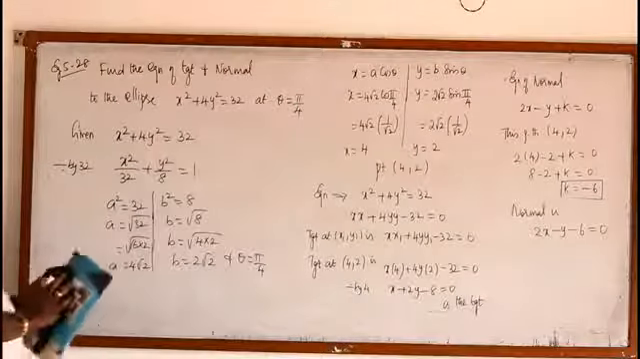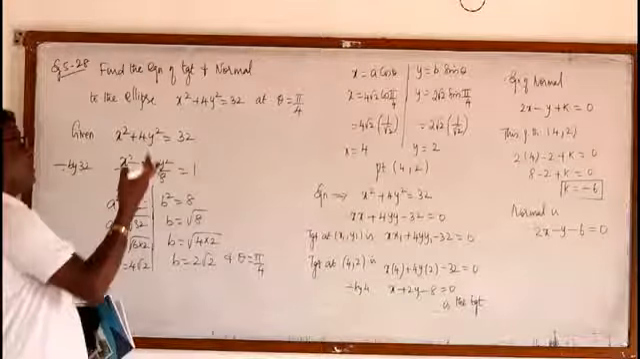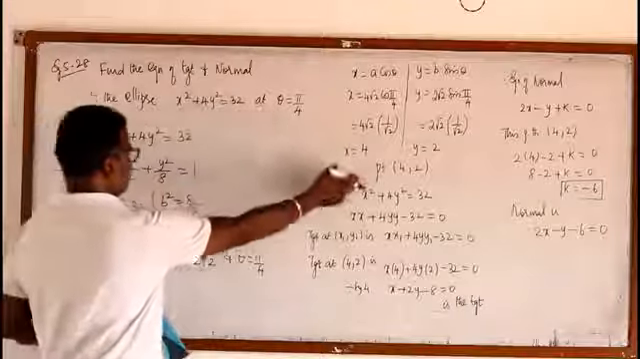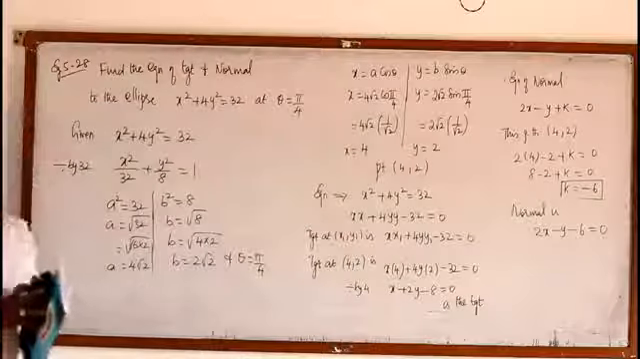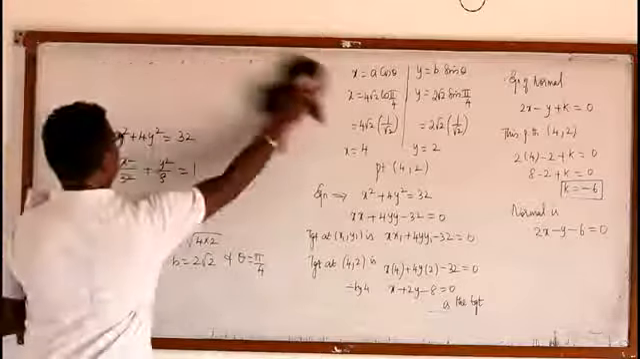So we can find the equation of tangent and normal if the point is given, or if the point is not even given, we can find the point and then we can find the equation of tangent and normal. With this idea, we should go for exercise problems.